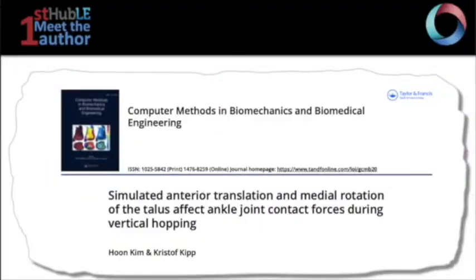And we will be talking about his paper entitled Simulated Anterior Translation and Medial Rotation of the Talus Affect Ankle Joint Contact Forces During Vertical Hopping, which was published in Computer Methods in Biomechanics and Biomedical Engineering. Hoon, thank you for joining me today. Thank you so much for inviting me.